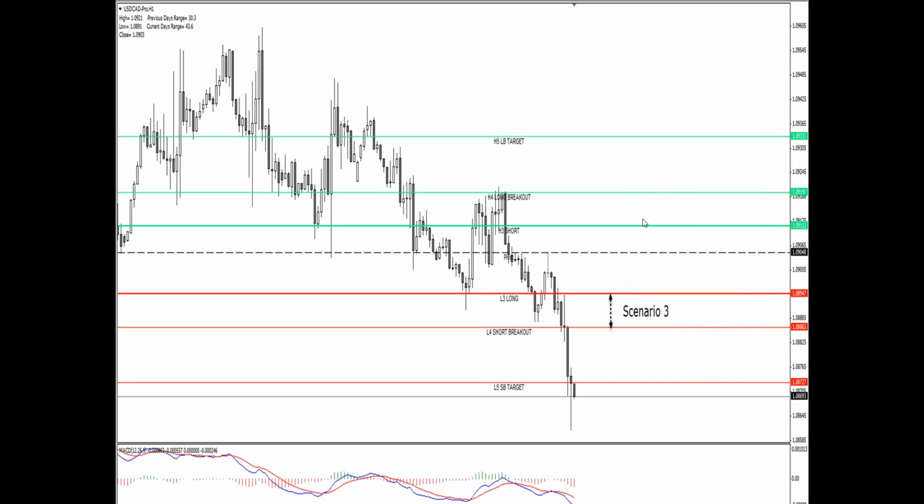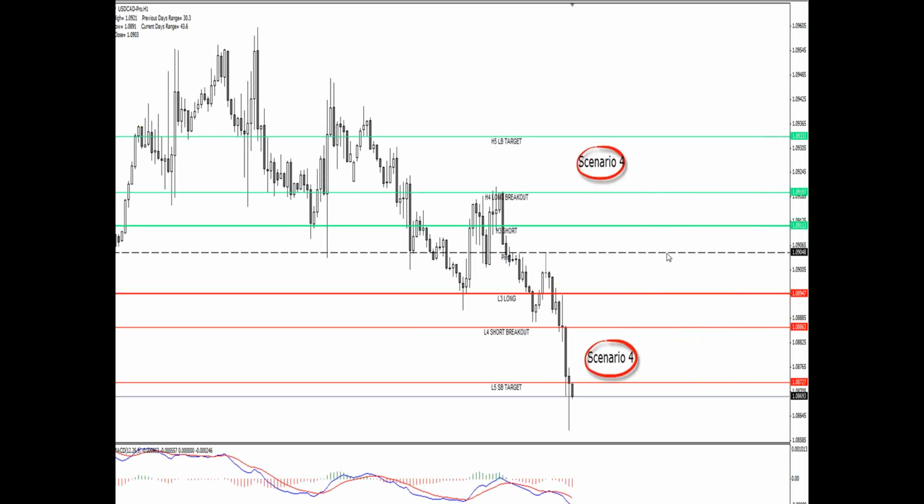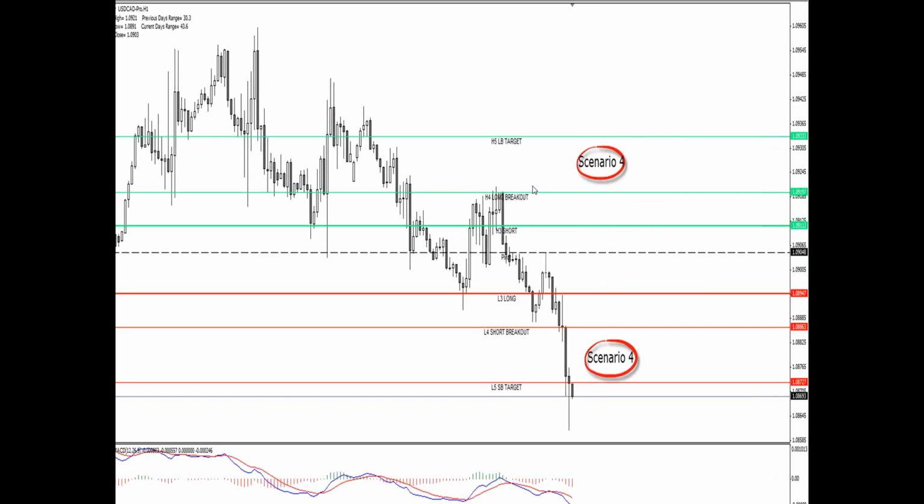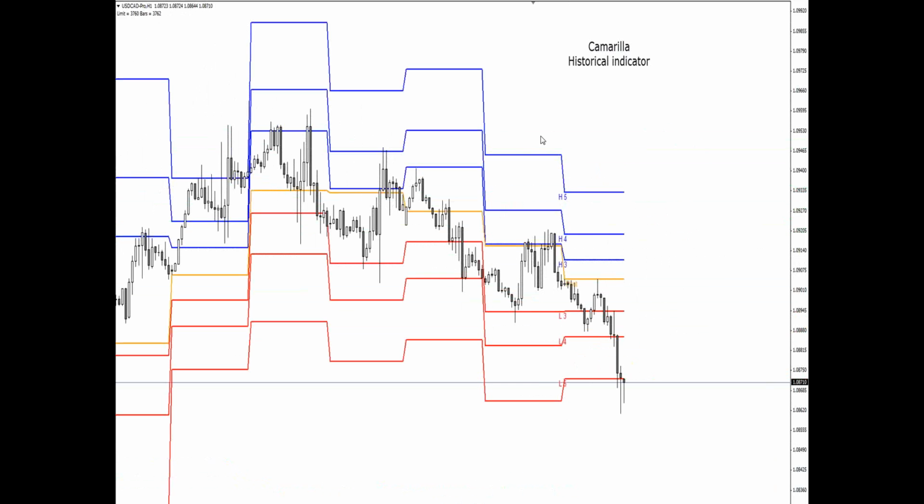Simple, right? And scenario 4 is if the price is outside of H4, somewhere in between H4 and H5, or L4 and L5, we need to wait for the price to get back into the range and trade accordingly, using the previous 3 scenarios, if the price is too high or too low. And the historical indicator plots historical levels for past days.